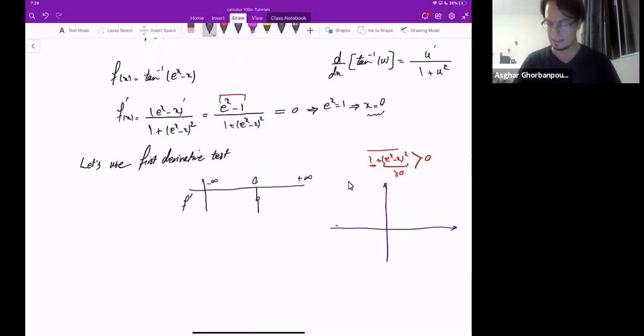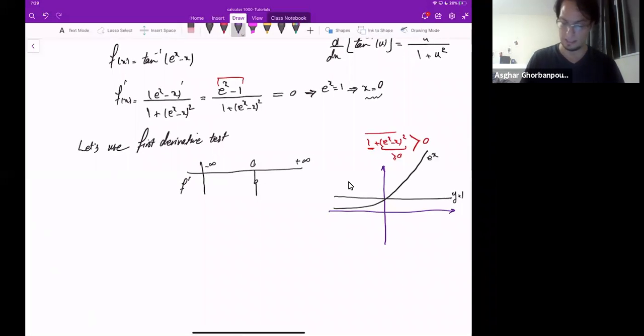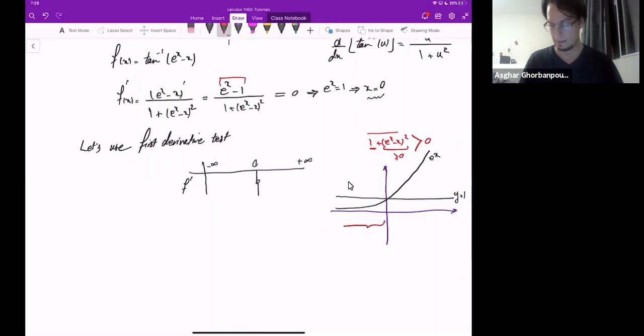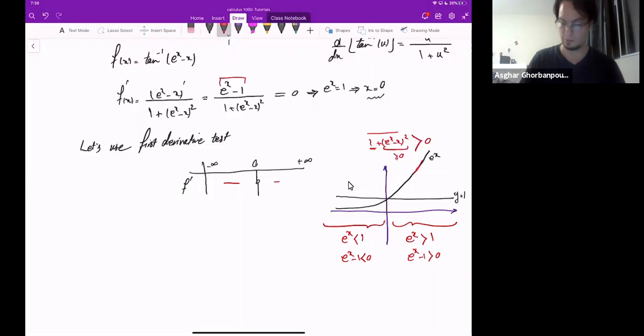And look at the e to the power x graph. This is e to the power x, and this is y equals 1. So we know that on this interval here, let me go with the red, on this part, 1 is bigger than e to the power x. That means that e to the power x minus 1 is going to be negative. So here, this will be negative. How about here? Here I can easily see that the graph of e to the power x is above the graph of y equals 1. So e to the power x is going to be bigger than 1, so e to the power x minus 1 is going to be positive. So this will be positive.